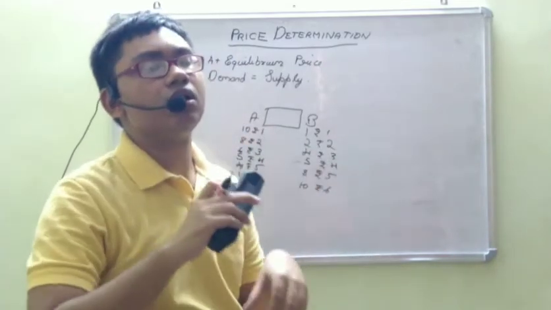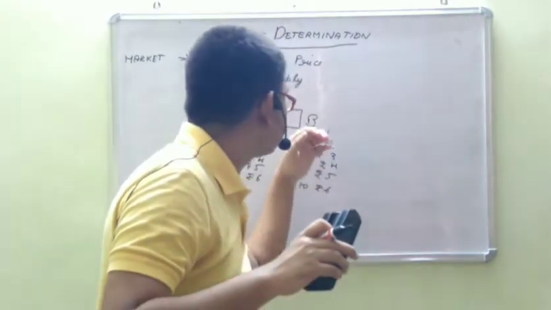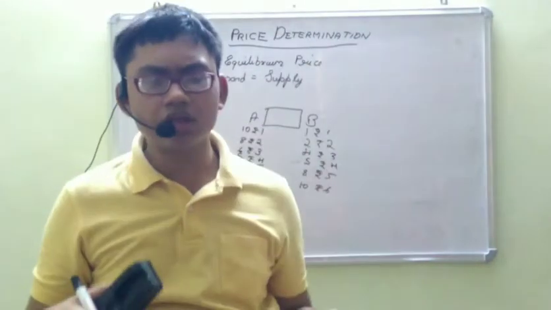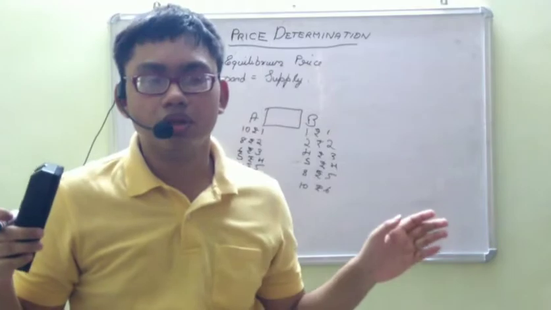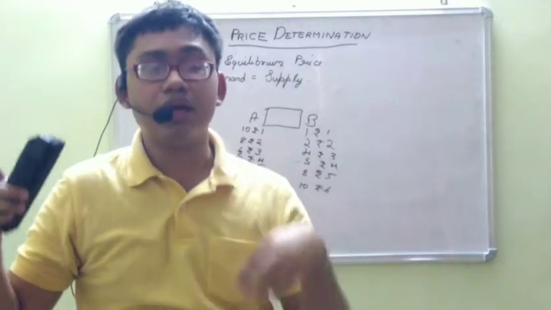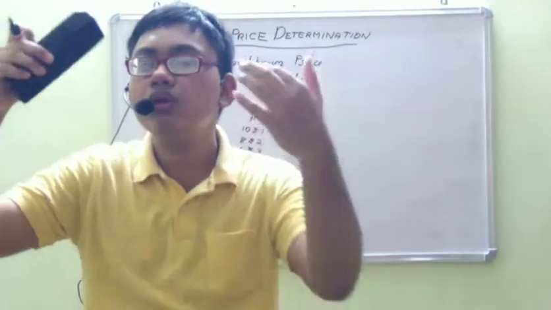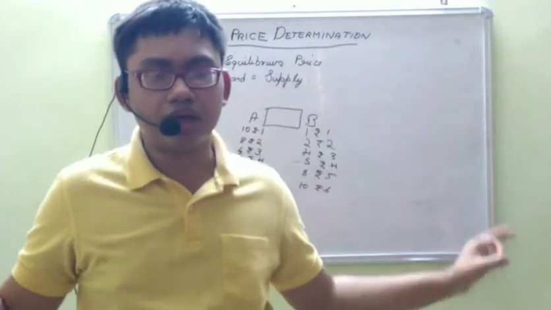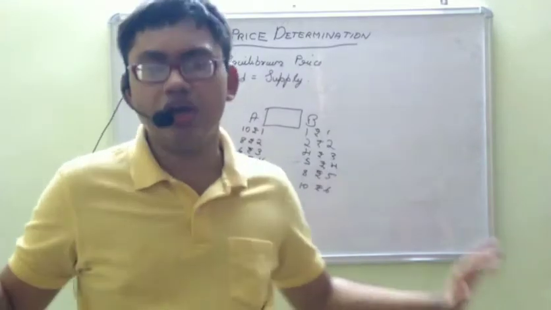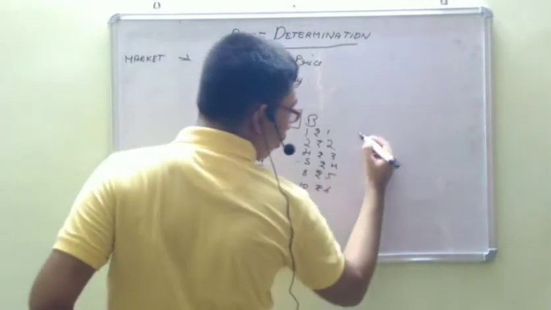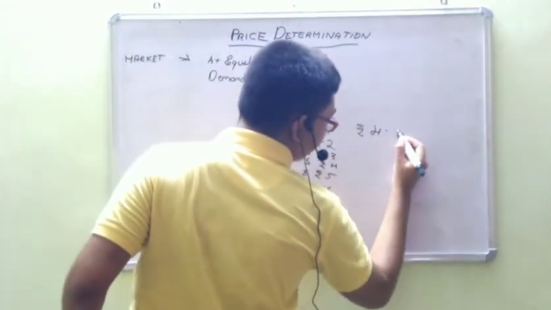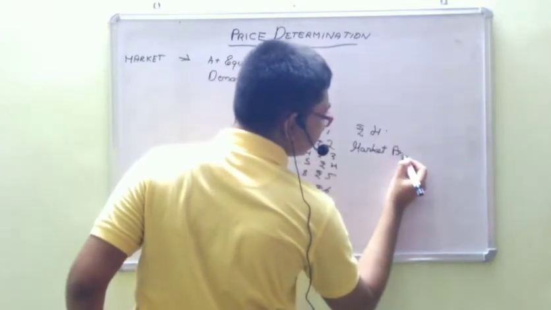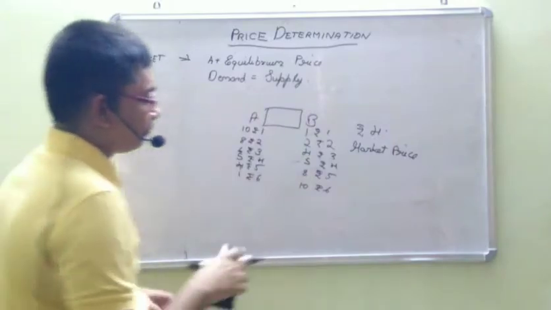Now whatever the seller B is ready to sell at rupees 4 is fully purchased by A, the buyer. And whatever A desires to buy at rupees 4 is supplied fully by B. Both of their wants are fully satisfied. They do not desire to have anything else. So rupees 4 is the equilibrium price or market price of the commodity. This is what happens.